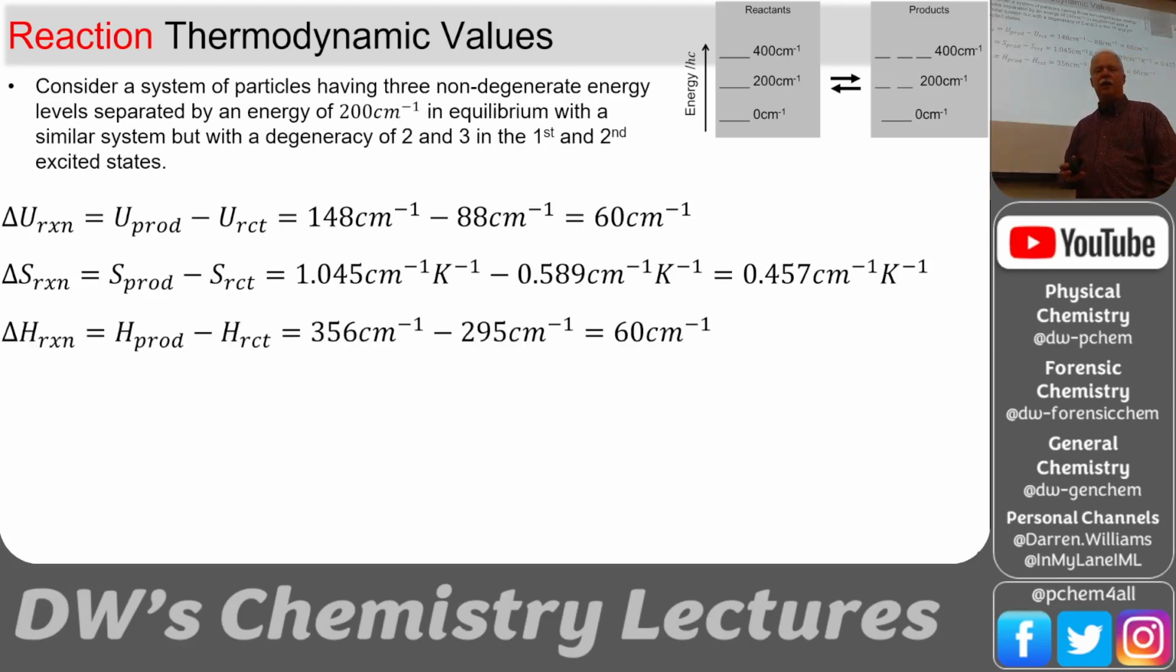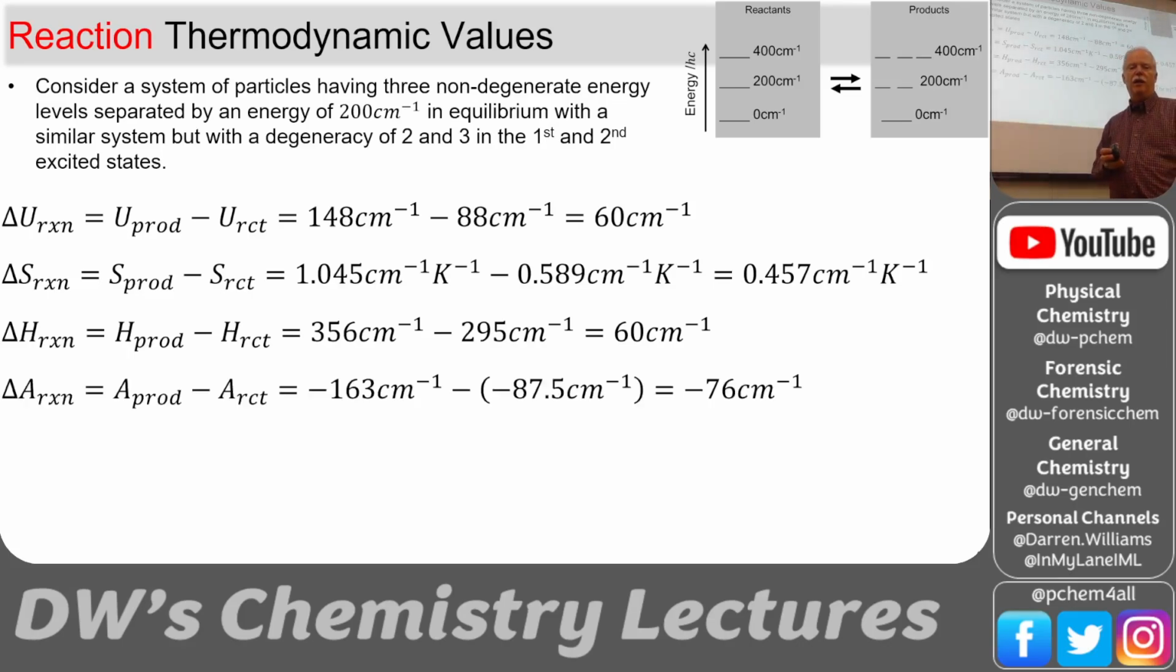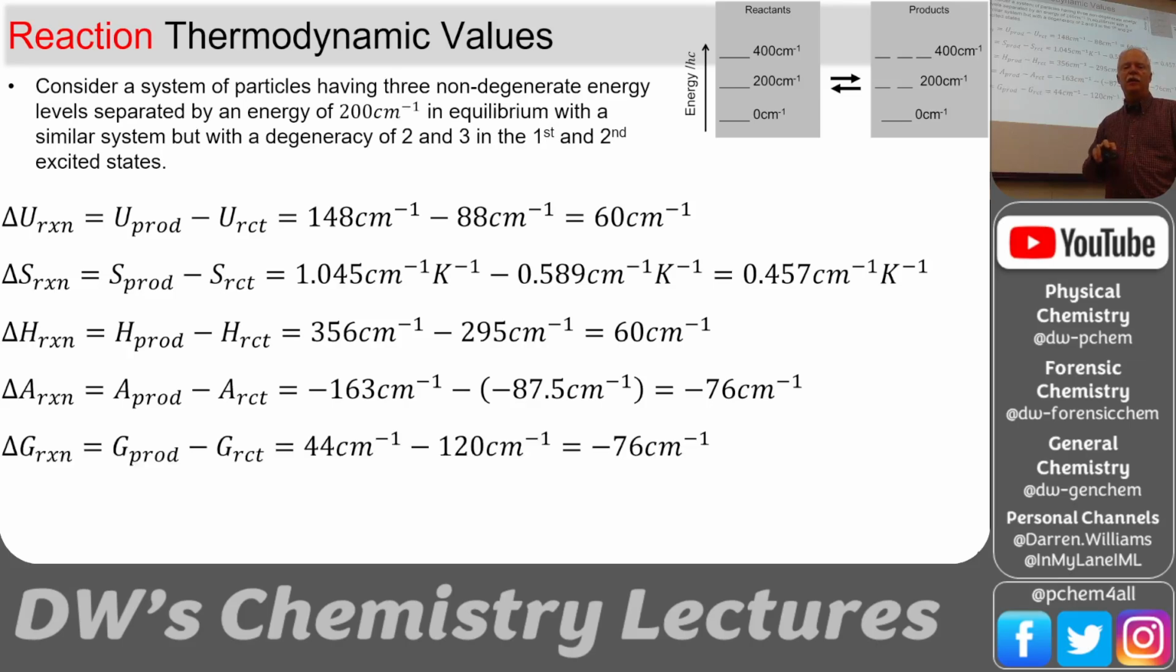Here's the enthalpy. It also went up. And then here's the Helmholtz energy. It went down. Okay. And then so did the Gibbs energy. It went down. So it's negative. Both the Helmholtz and the Gibbs energy are negative. What does that tell us? It's spontaneous in the forward direction. Okay. So, if we started with all reactants, it's going to go forward without any kind of effort on our part. It will work without external input.